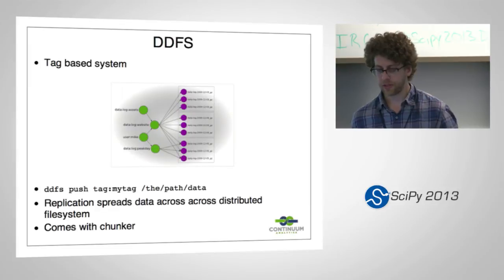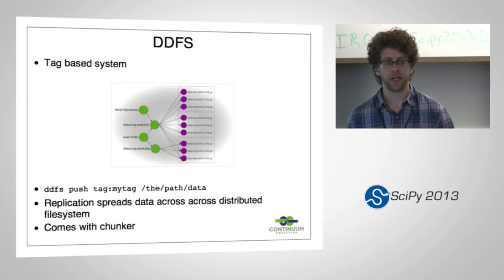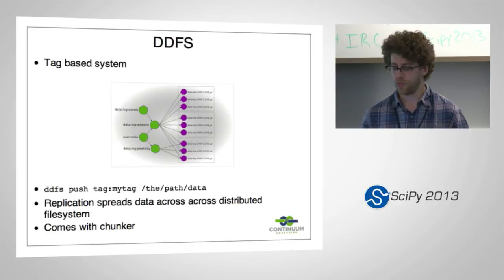So the distributed file system for Disco is actually quite novel. It's this tag-based system. So it's not like a file system on your directory. It's not a hierarchical file system. You have data that is assigned a tag, and as you push data to this distributed file system, you give it whatever tag you want.